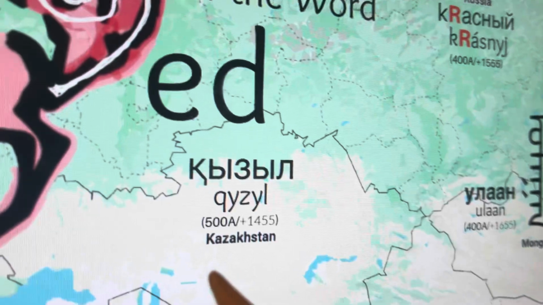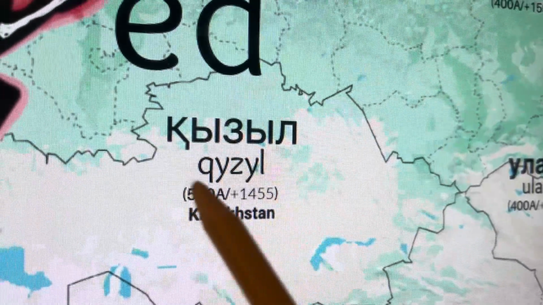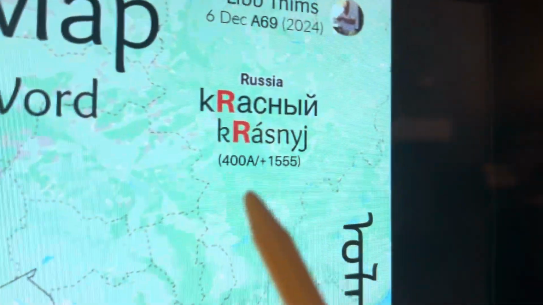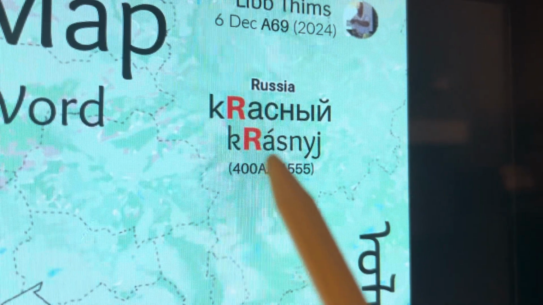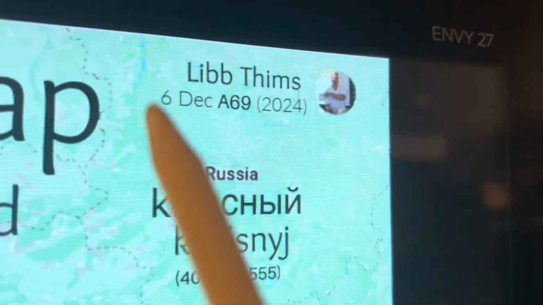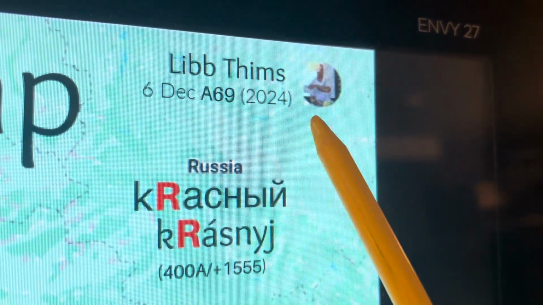Or we see Kazakhstan, name for red, Qyzyl. Russian name for red, Krasnyj. There's the date of the new edition. There's me.